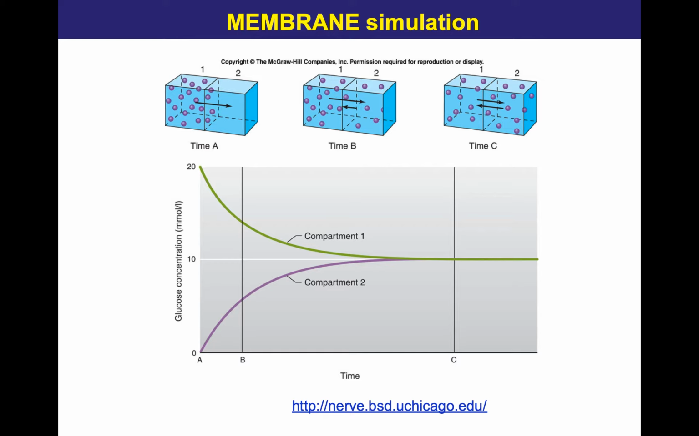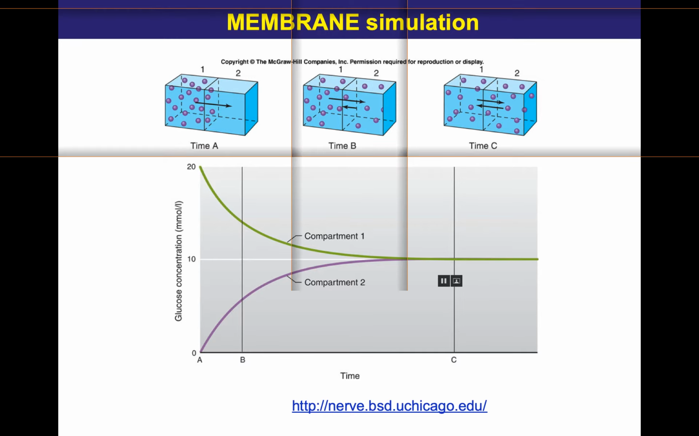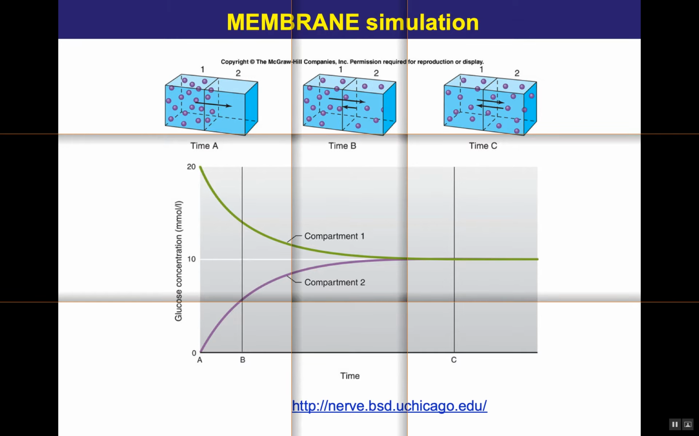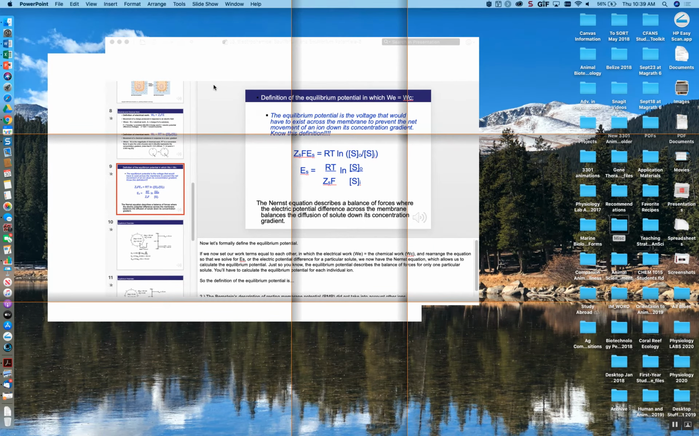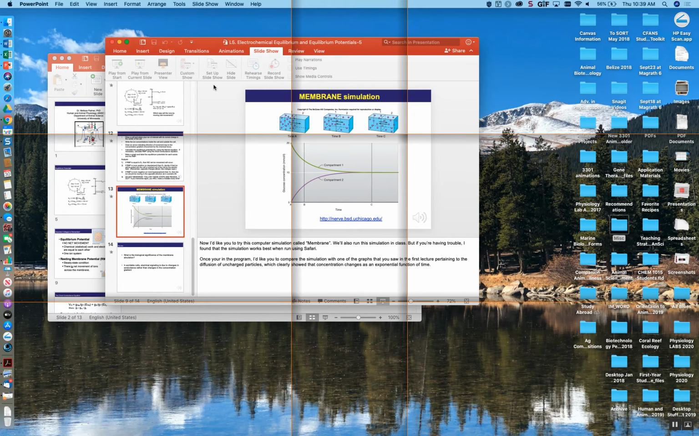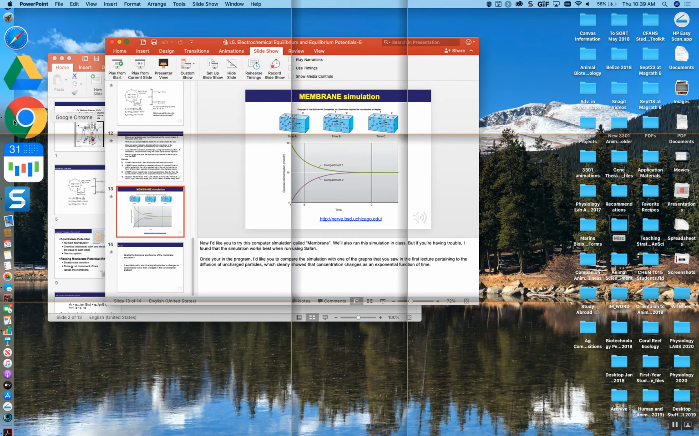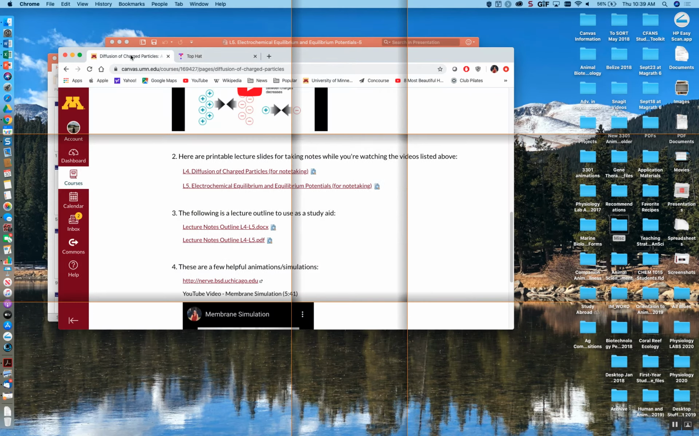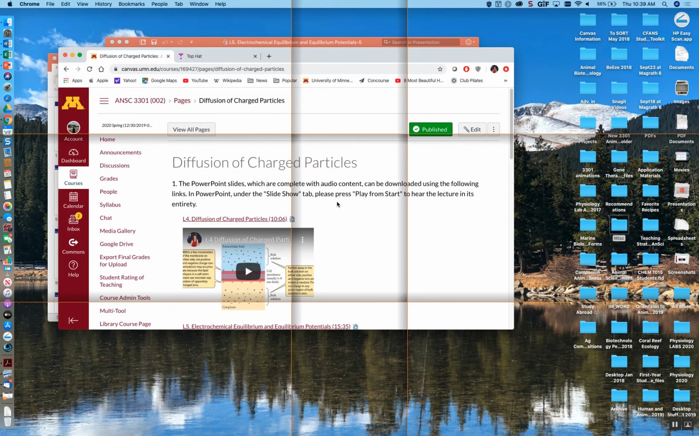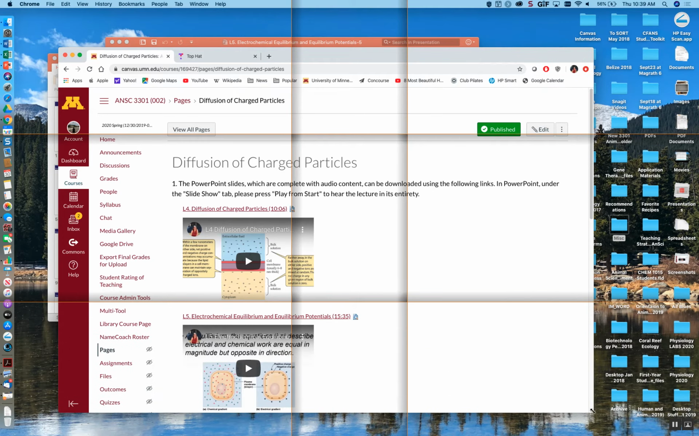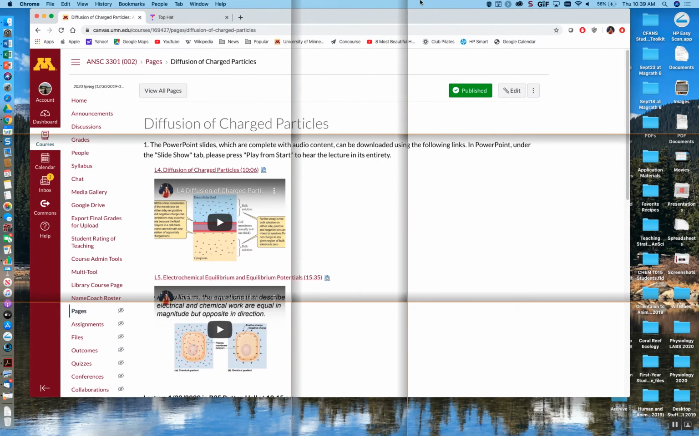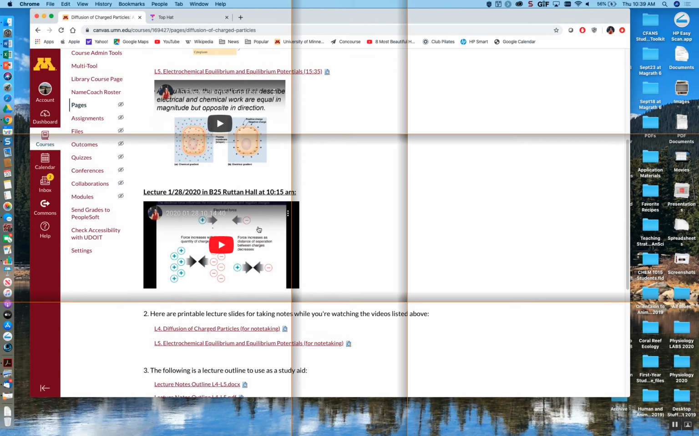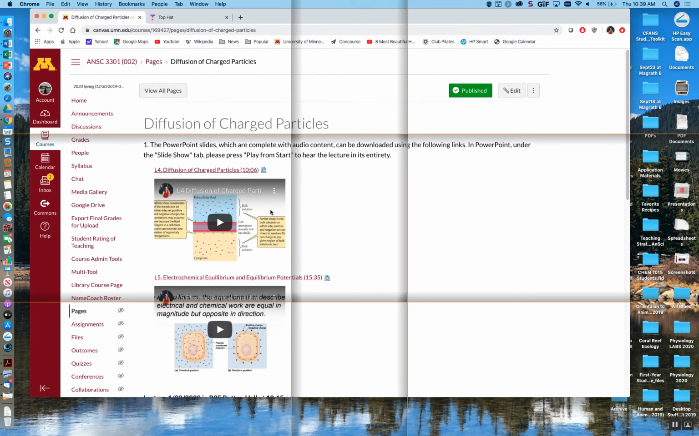Now you can see the diffusion of uncharged particles first, and then the diffusion of charged particles. This is on your website, under the diffusion of charged particles. If you look at each one of these sections, you'll find the recorded lecture. After today, it'll be either in this section or the Ohm's Law section. The recorded lectures are posted every time.